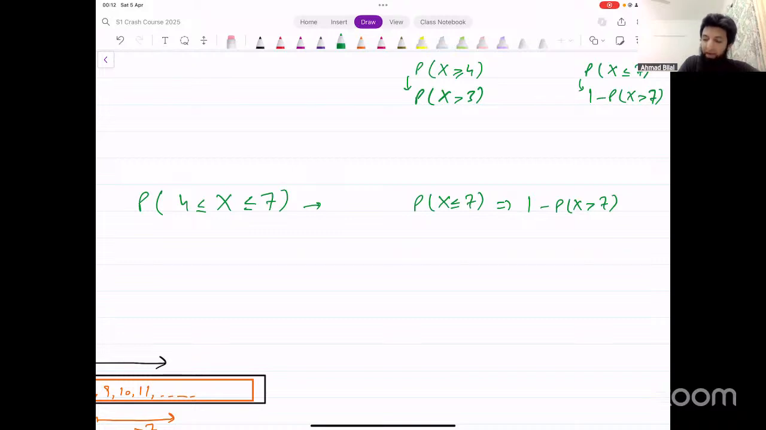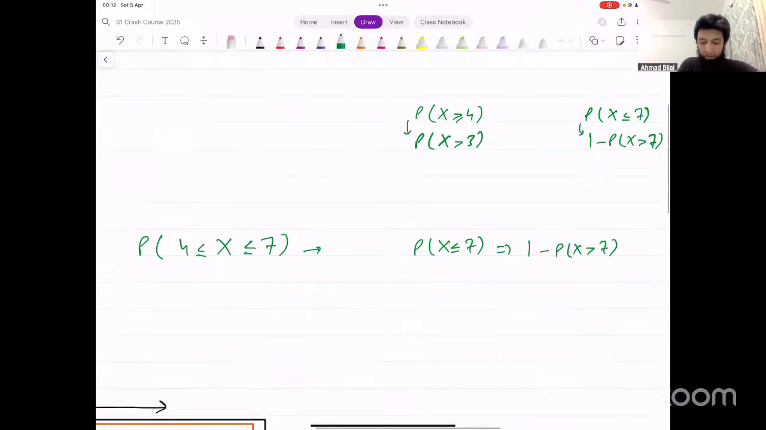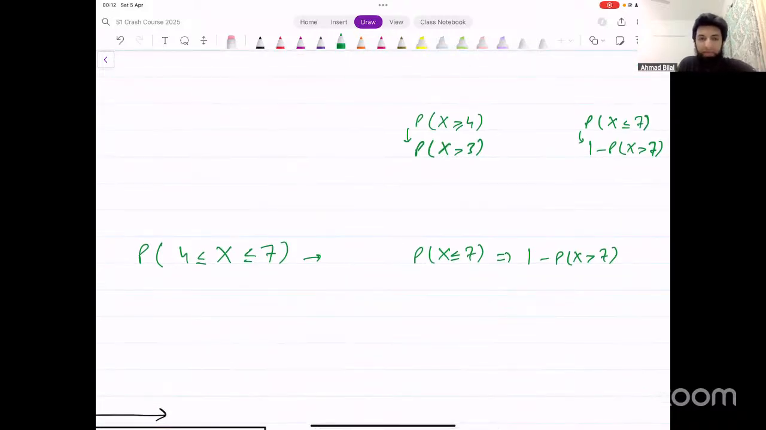We can't add both of them. There isn't an "or" between them. There's an "and" between them. Both of these conditions have to be met at the same time.